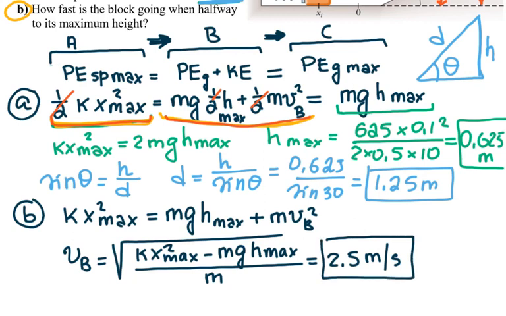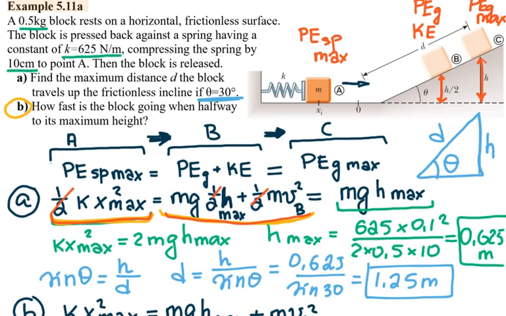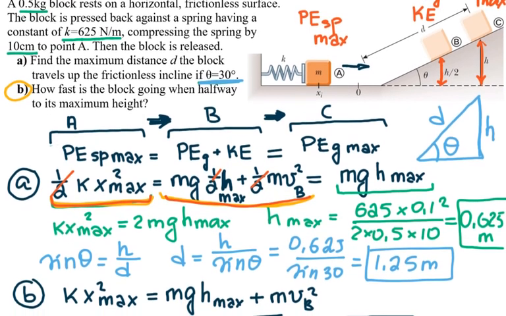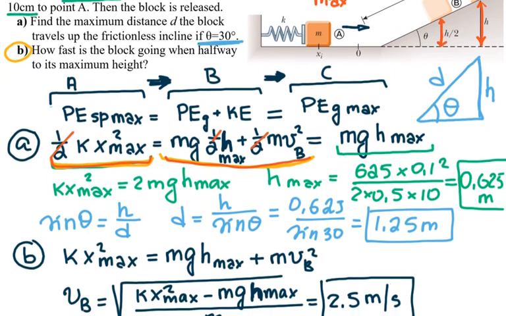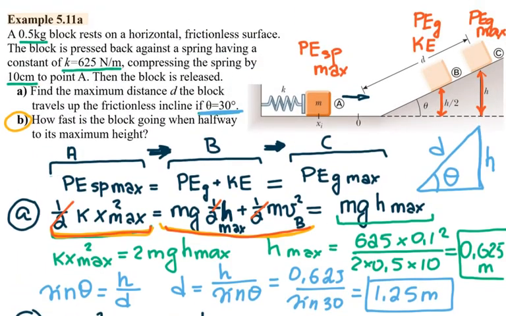And my h right here was 1/2 of h maximum, so I had to plug h maximum into my equation. So when I plug in all the numbers that are given in the problem, the numbers are k is 625, mass is 0.5, and the distance is 0.1 squared. So that gives me a velocity of 2.5 meters per second at point B.